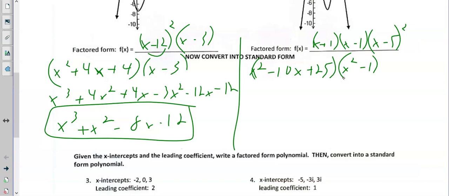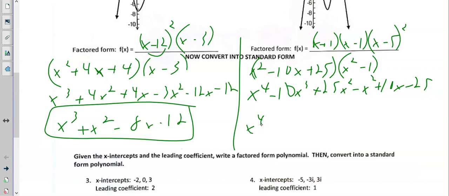Now I'm going to multiply everything by x squared. So that's x to the 4th minus 10x cubed plus 25x squared. And everything times -1: minus x squared plus 10x minus 25. When I combine that, I'm going to get x to the 4th minus 10x cubed plus 24x squared plus 10x minus 25.